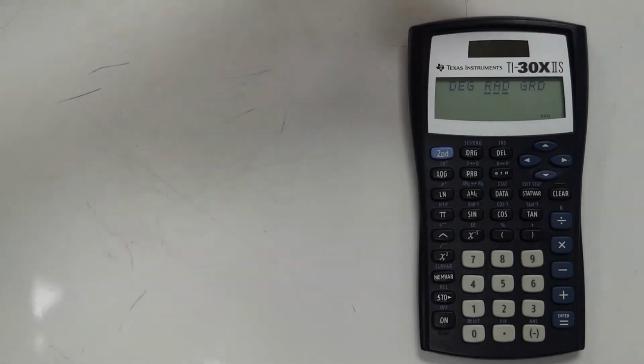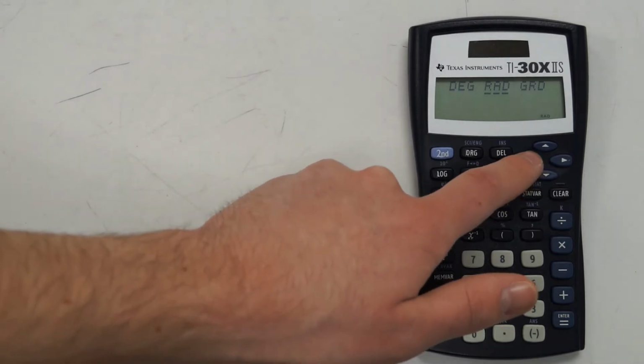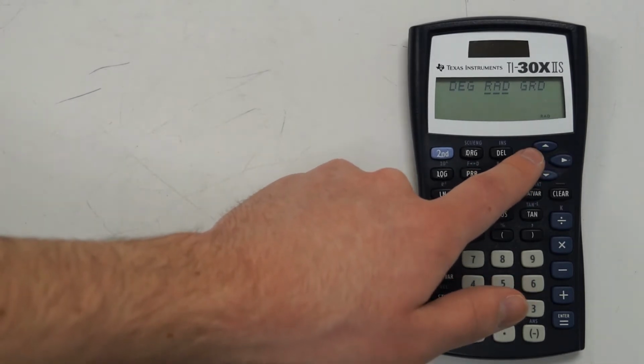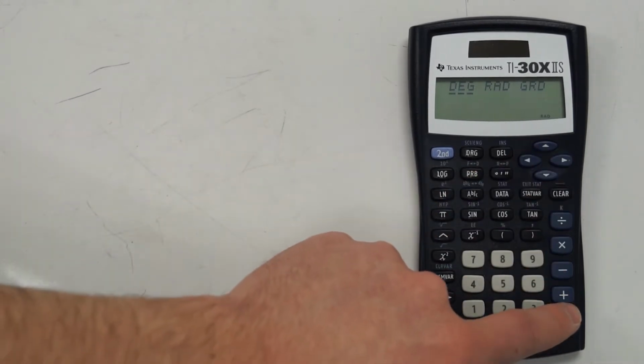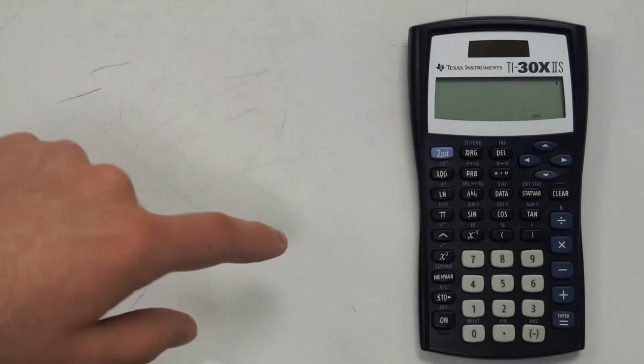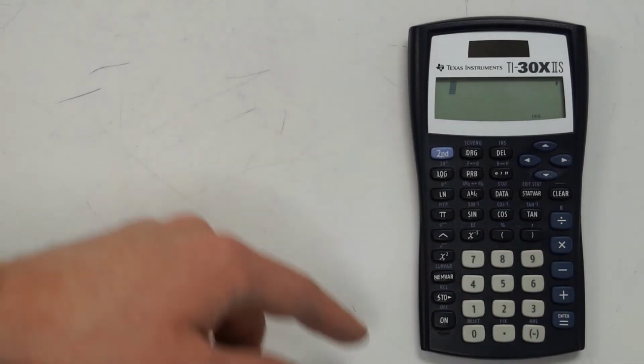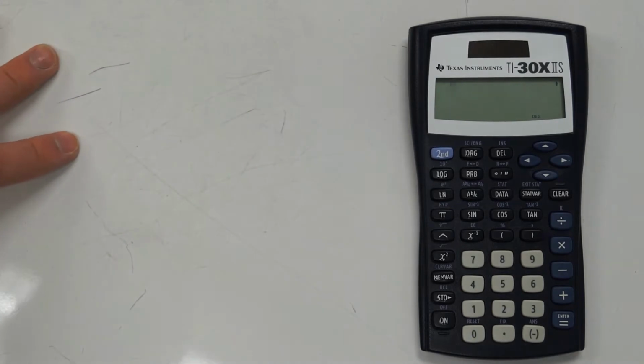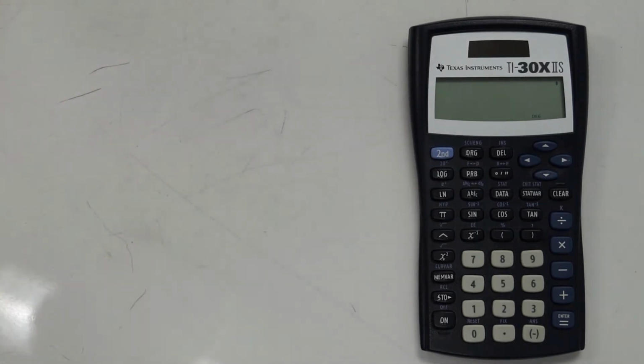Also, don't worry about the GRD. I don't even know what that means. The DEG is for degrees. I'm going to click that. And if you want to select something, you press enter. So now it should be back in degrees.